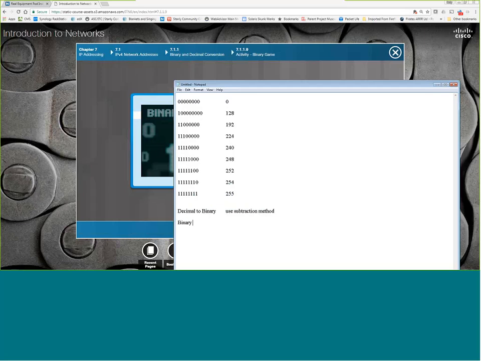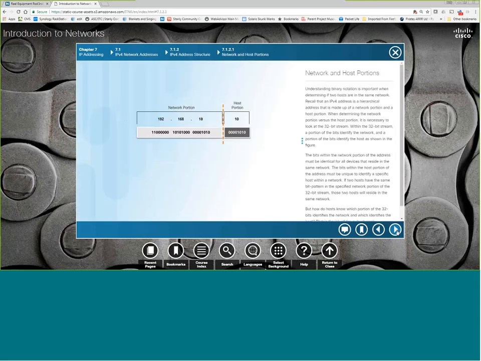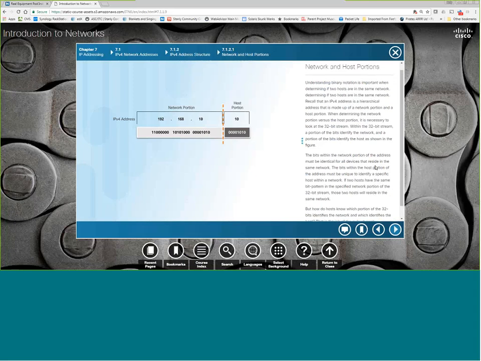Binary to decimal conversion, use the addition method. In other words, you add up the value of the positions turned on. Now, there's a binary game that you can go to the learning network at cisco.com, create an account and log in, and there's a game that lets you go through binary decimal conversions. Any questions about those? That's something a lot of people learn in just their basic networking course.